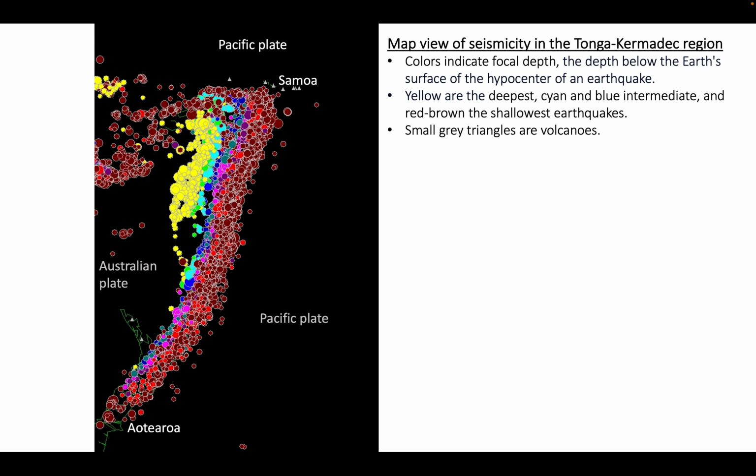Taking a closer look at the Tonga-Kermadec region, here the Pacific Plate is being subducted beneath the Australian Plate. The colors in the figure represent the focal depth, or the depth below Earth's surface where you would find the hypocenter of each earthquake. The yellow colors are the deepest, and the cyan and blue are intermediate, while the red and brown colors are the shallowest earthquakes. The small gray triangles shown here are volcanoes that are produced by this process.